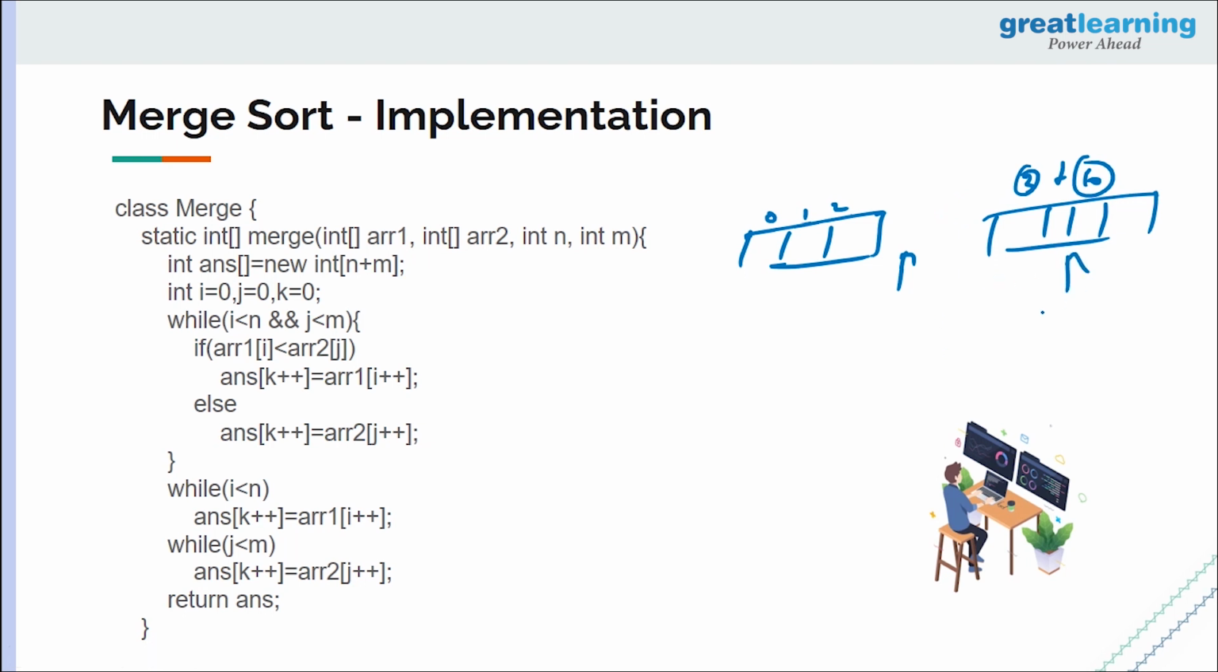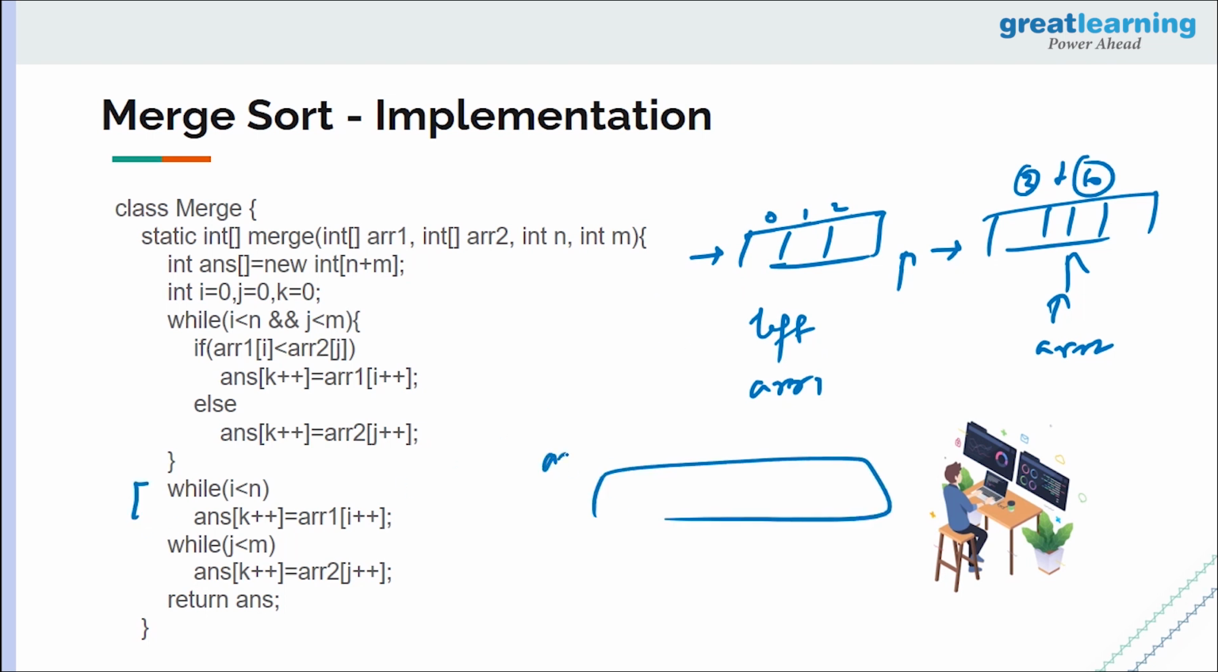So the rest of the array elements, either it can be the left array, that is ARR1, or the right array, that is ARR2. If either of these has elements which are not traversed, we know for a fact that both of these arrays are sorted, so we will be inserting values directly in the answer array with the help of these two while loops. This while loop is for the left side, or ARR1, and this is for the right side, that is ARR2. So we'll be directly inserting the elements in this array, and after that we will be returning this array.